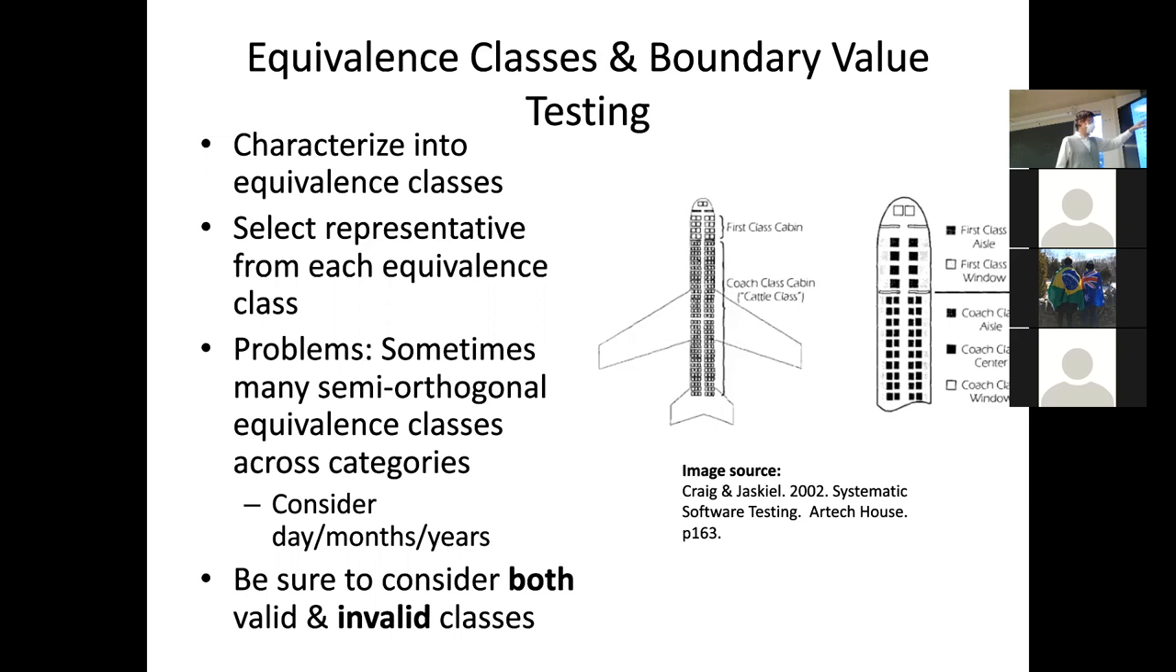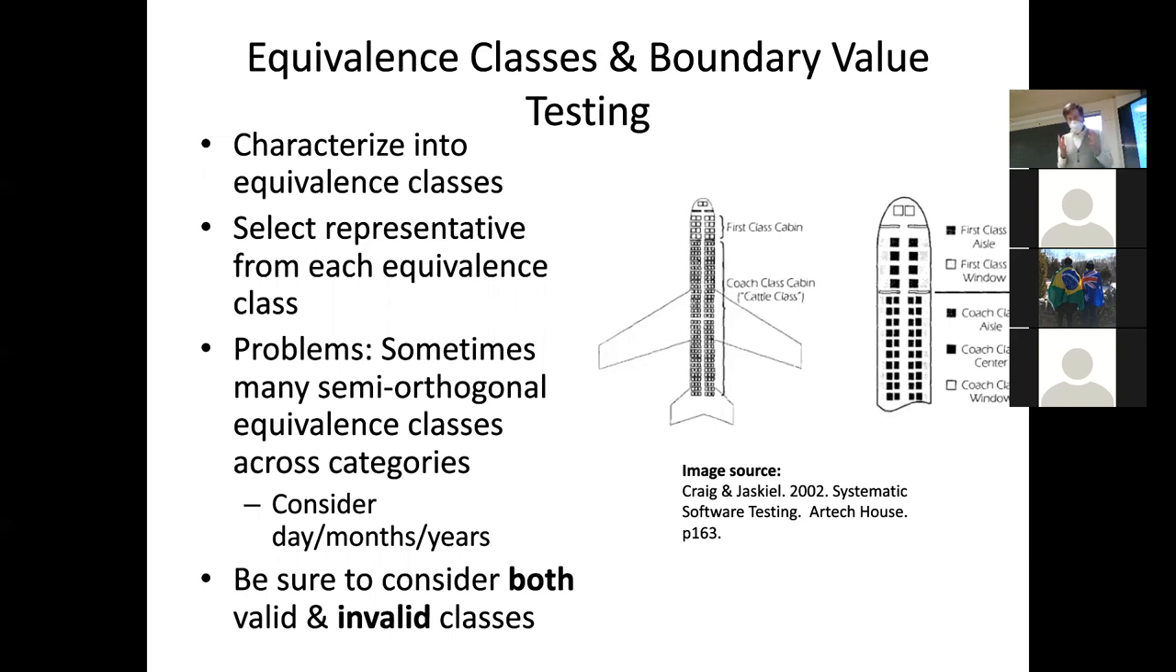So the idea here is, when you have these equivalence classes, you find these broad categories, like first versus business versus coach, and then cross all pairs of that with whether it's window, aisle, or middle seat, for example, if they are appropriate. And then for each of those categories, that combination, you draw a single representative at least.